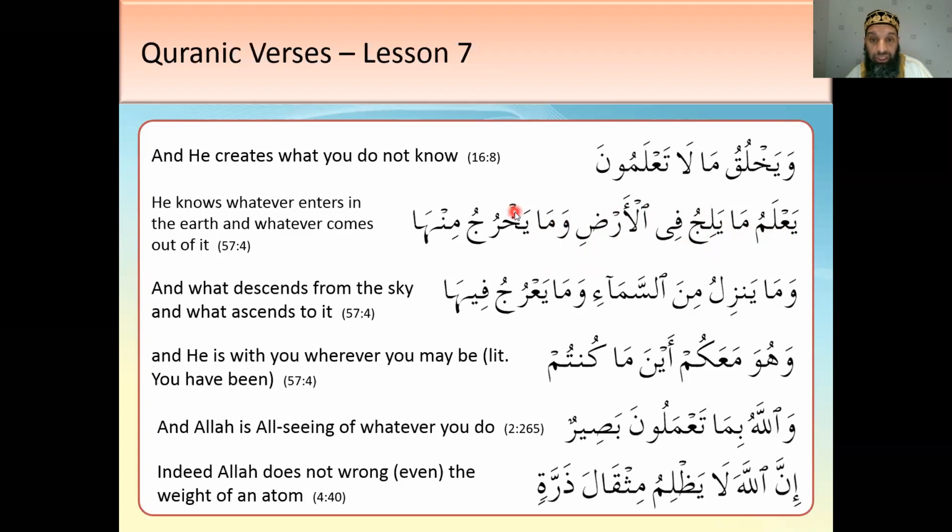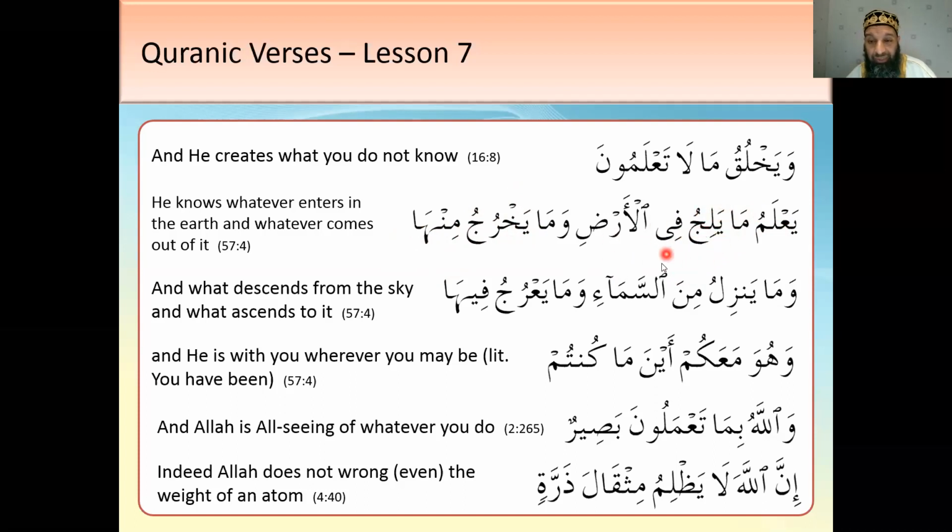Wama, and what? Yakhruju. What's yakhruju mean? Again, kharaja means to leave, and the ya is present tense. So literally, it leaves. Minha, min and ha, two words. Min, from it. Have we received all the majroorifiers? I don't think I've sent all the majroorifiers, but I sent quite a few in one of the slides. I think lesson 5. So ya'lamu, he knows ma yaliju, what it enters.